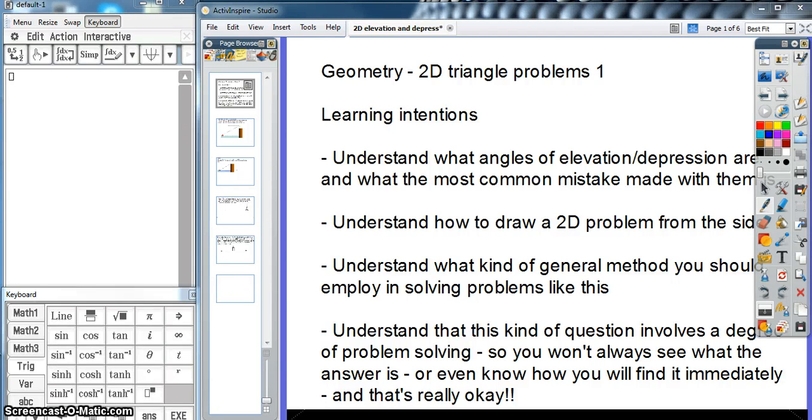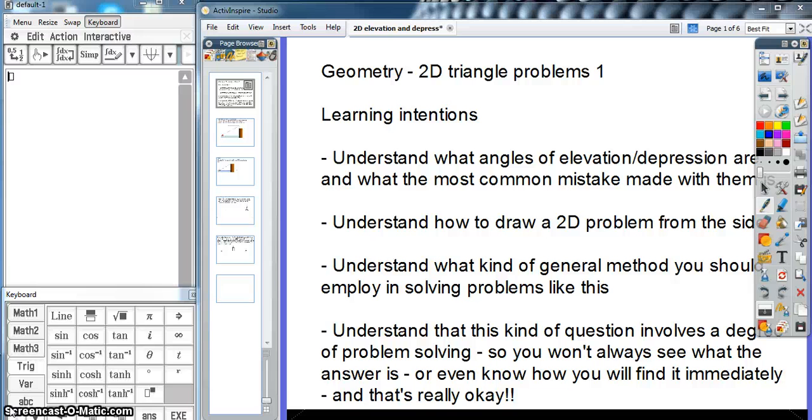Hi, here's a video on 2D triangle problems. Our learning intentions are understanding what angles of elevation and depression are and what the most common mistake is that's made with them. To understand how to draw a 2D problem from the side, we'll look at top-down 2D problems involving bearings in another video.